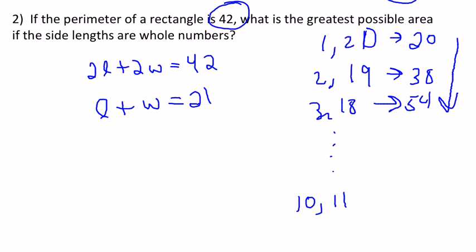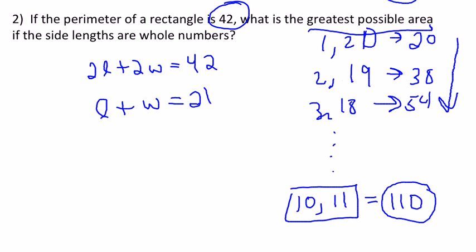So if we want the greatest possible area, we go to when the side lengths are closest together, which is 10 and 11. And 10 times 11 is 110. So the rectangle with the greatest area is the one where the side lengths are right next to each other, 10 and 11, and then you multiply those together to get 110.